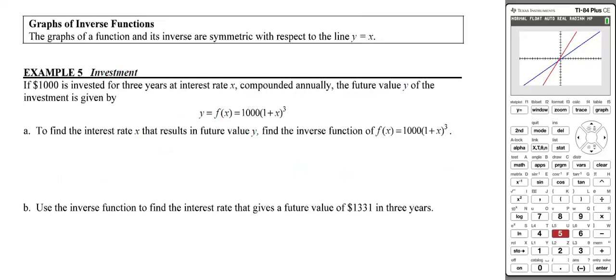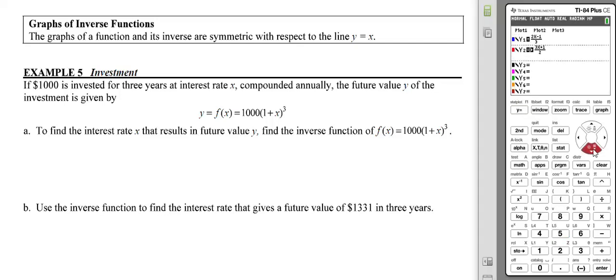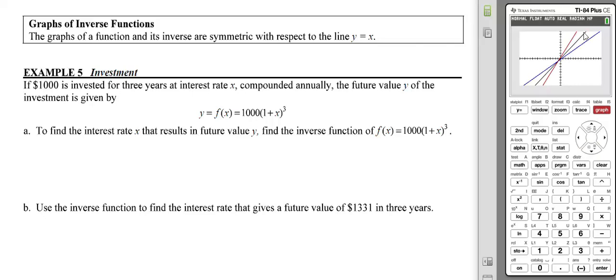The graphs of inverse functions says that graphs of functions and their inverses are symmetric with respect to the line y equals x. We can show that here on our graphing calculator. If you go to y equals and put in a third function of just y equals x, you'll see that line of symmetry, y equals x there. If we were to fold this graph, if it were on paper, fold it on that line of symmetry, the blue and the red graphs would lie on top of each other.